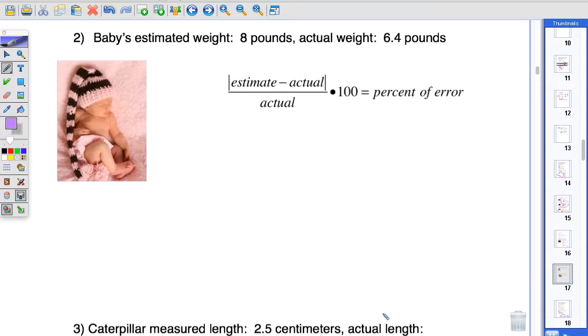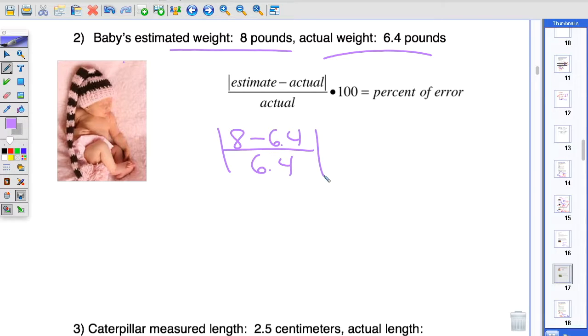Number 2, a baby's estimated weight is 8 pounds. The actual weight is 6.4 pounds. So we want to find out the percent of error. We take the estimated, which is 8 pounds, and we're going to subtract the actual, which is 6.4 pounds, and divide it by 6.4. Don't forget to take the absolute value, and we'll multiply it by 100.